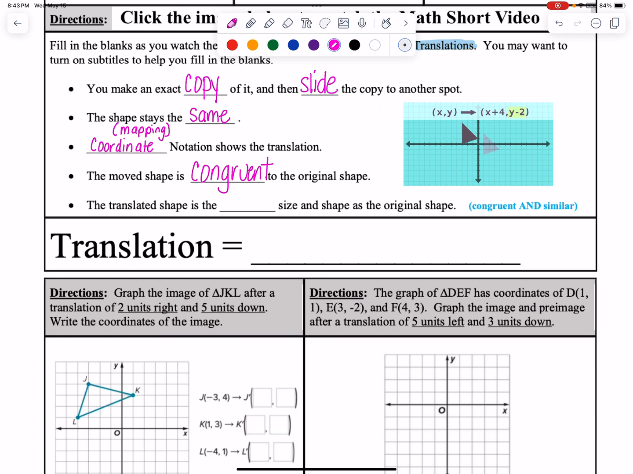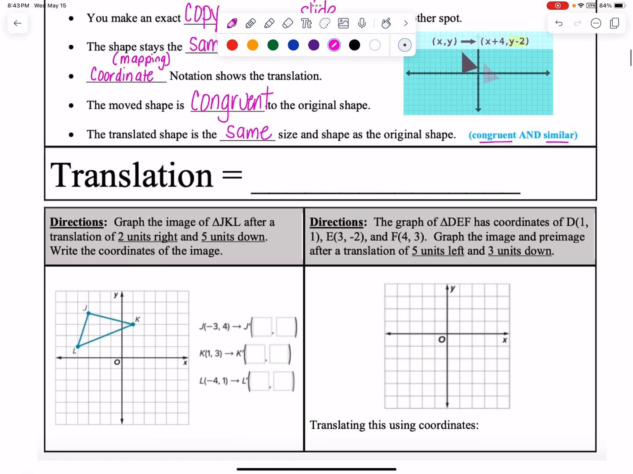Obviously, it is still the same size and shape as the original, so nothing changed with that. And that means that it's congruent, it has the same angles still, and nothing's changed in that sense. So translation, the easy way to remember this is a translation is just a slide. Nothing is changing. So go ahead and write that down.